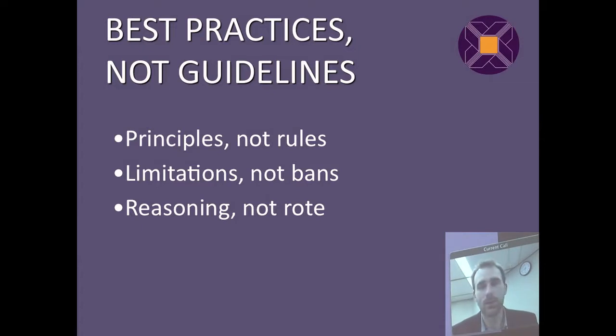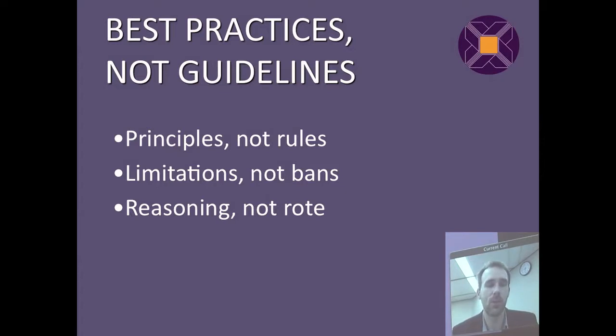No one should be taking those guidelines as the gospel anymore, but unfortunately they are. And the way those guidelines operate is by shutting down conversations, right? They just give you a number, 10,000 words, and no more. That's not the way these best practices work. They give you principles instead of rules, right?